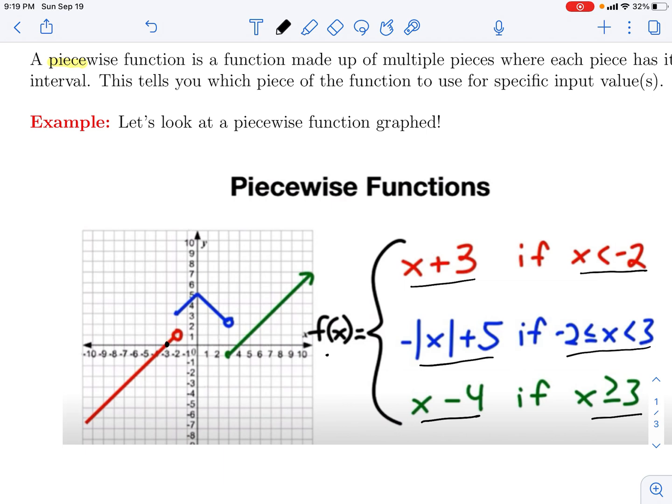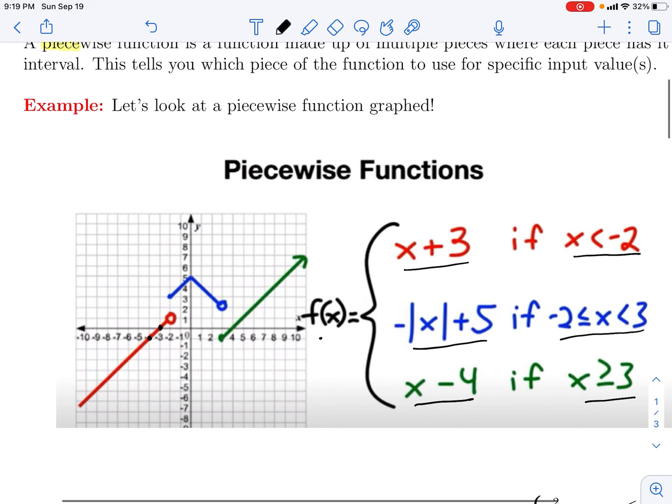You would just keep doing that. For negative 4, if you plugged negative 4 into x plus 3, you would get negative 4 plus 3, which is negative 1, which would give you this point, and so on and so forth. Same idea for the other pieces, paying attention to where the interval is telling you. For the second piece, it's in between negative 2 and 3, and for the third piece, it's everything bigger than or equal to 3.